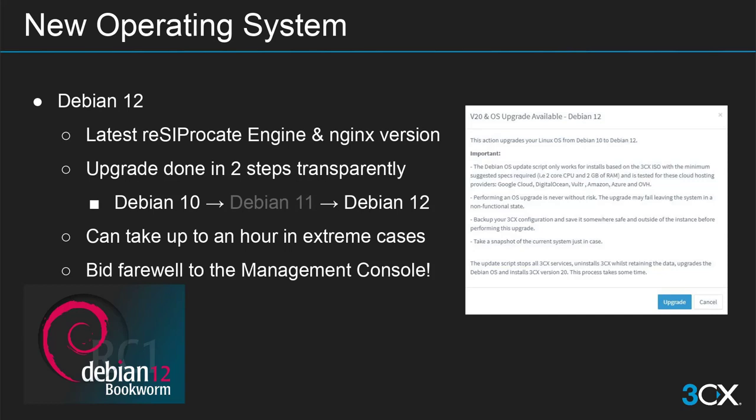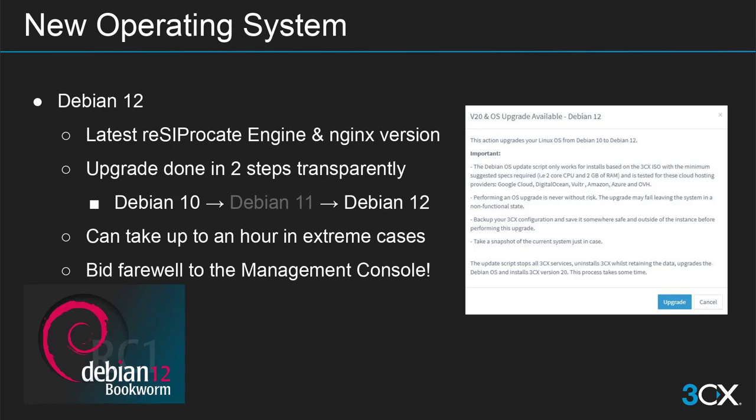Debian 12 allows us to utilize the latest security features and packages of the latest operating system. For example, the Reciprocate Engine and Nginx as the web server. The upgrade, even though it is just one click for you as the admin, is done in 2 steps, and this is transparent to you. The upgrade in the background will go from Debian 10 to Debian 11. As soon as this is completed, it will trigger another upgrade request immediately to go to Debian 12.